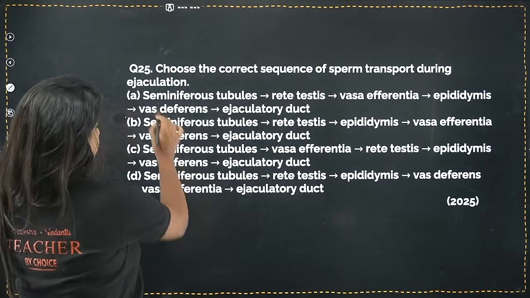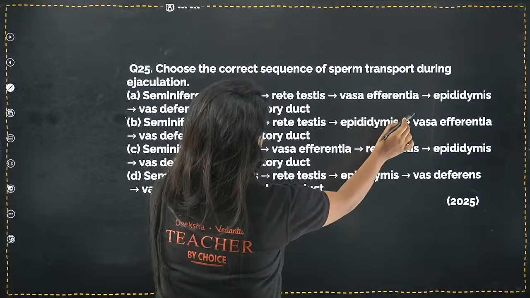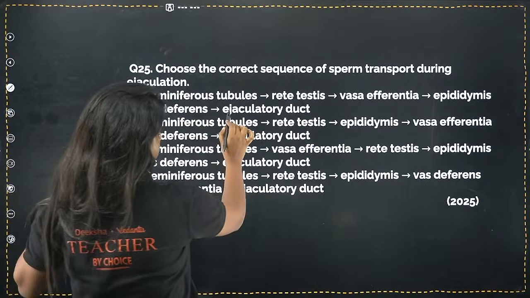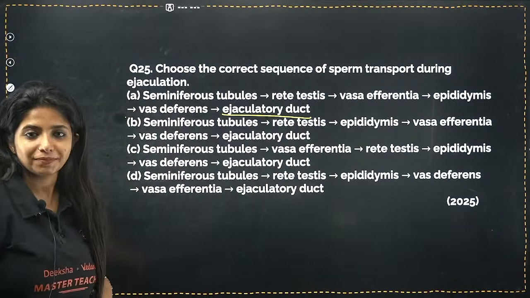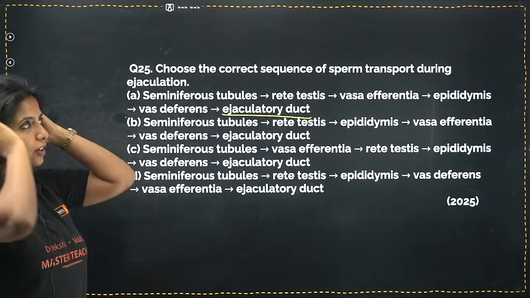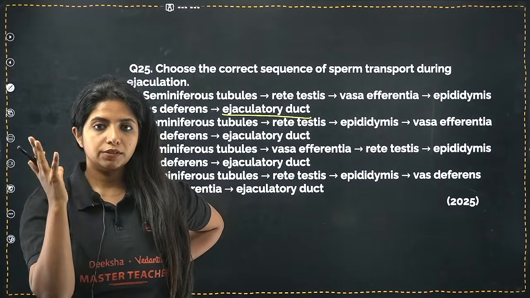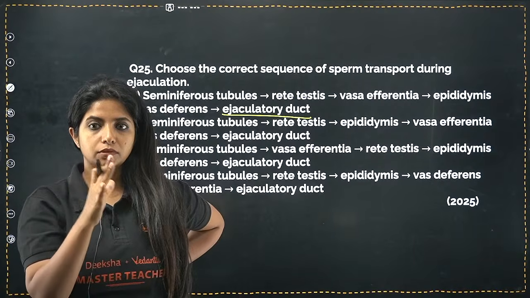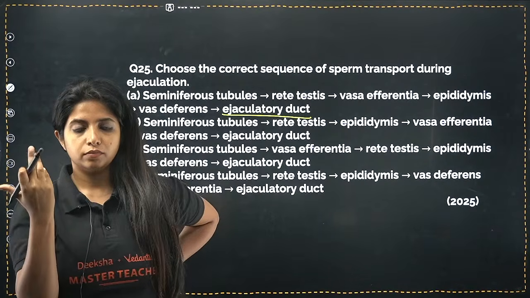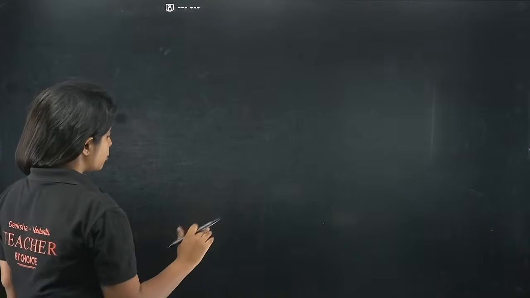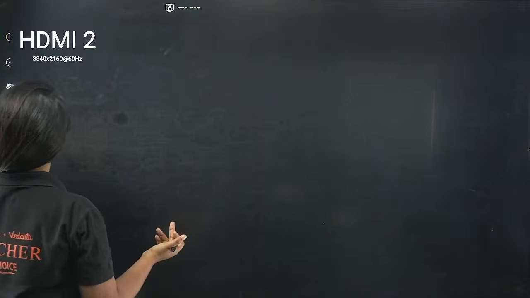A is what? Seminiferous tubule, then rete testis, then vasa efferentia, then epididymis, then vas deferens, then ejaculatory duct. Yes, it is absolutely correct. And let me try to remember a shortcut which was there. Epididymis. I forgot. Okay, so there is no short form which I fondly remember, but I can help you with understanding this.